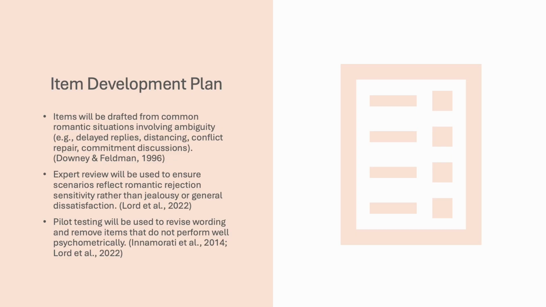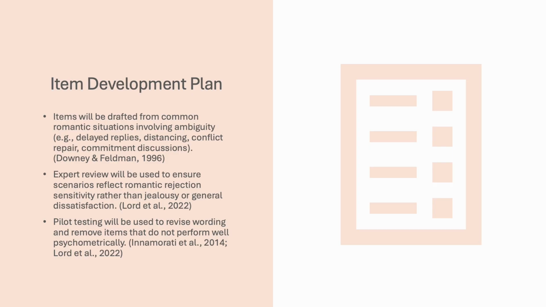The focus is on scenarios that many adults can imagine regardless of relationship style, so the content is broadly applicable. Expert review will be used to ensure the scenarios reflect romantic rejection sensitivity rather than jealousy or general dissatisfaction, because those are related but different constructs. Then, pilot testing will be used to revise wording and remove items that do not perform well psychometrically.